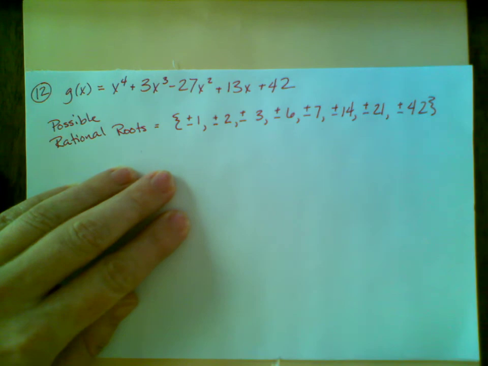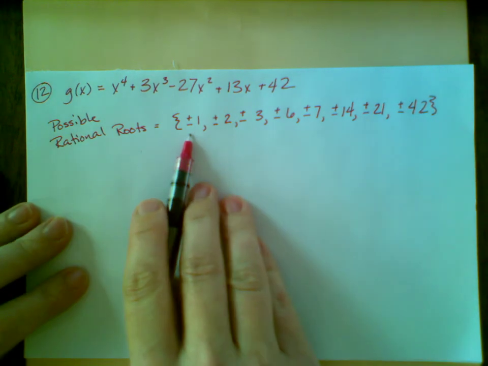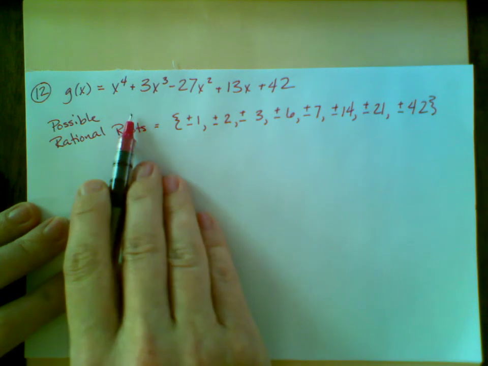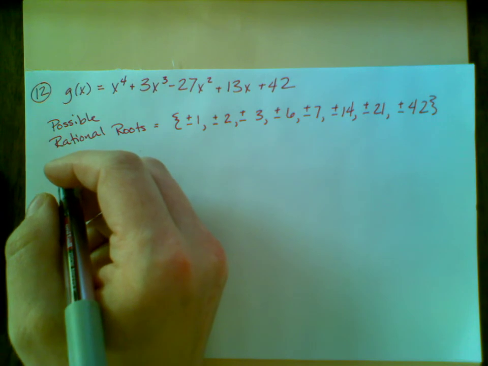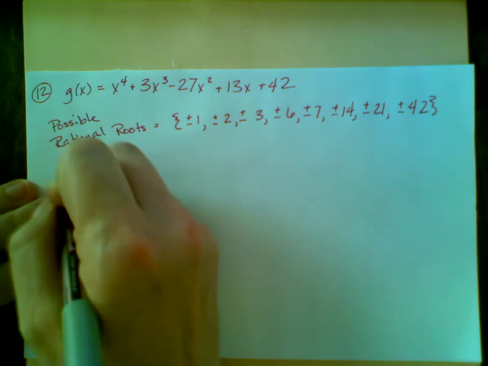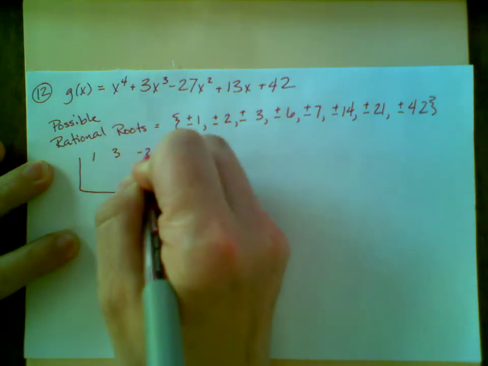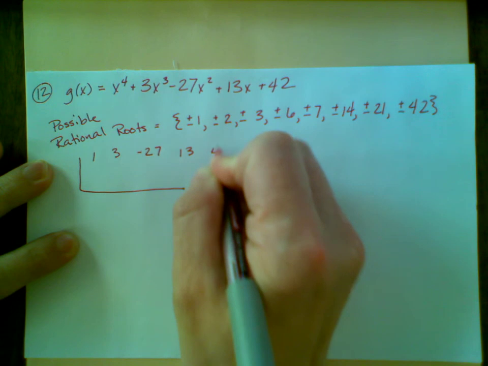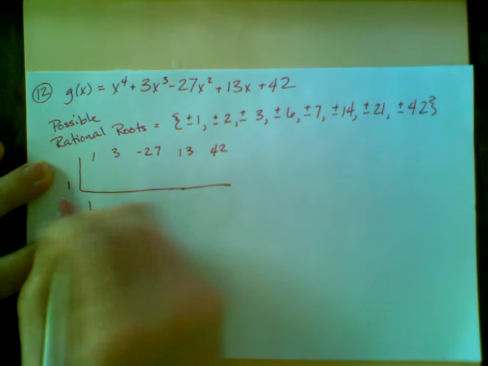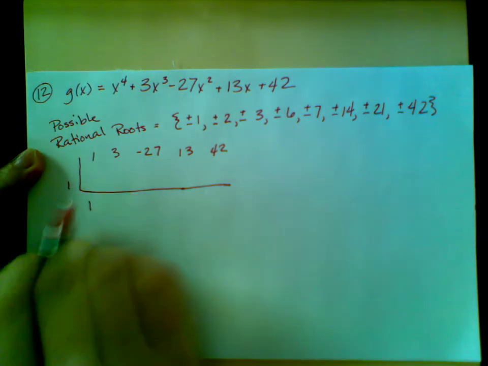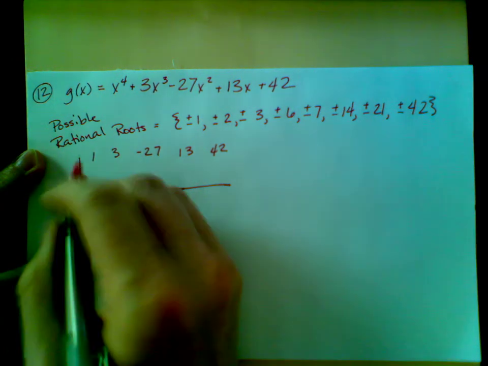So that is a long list, but we'll start with the smaller numbers, and as soon as we find one, we'll be able to make a simpler problem. So let's just start testing. We're going to test with synthetic division. And I'm going to start by testing 1. If I end up with a remainder of 0, this means x minus 1 is a factor.